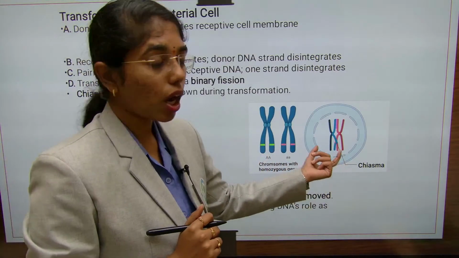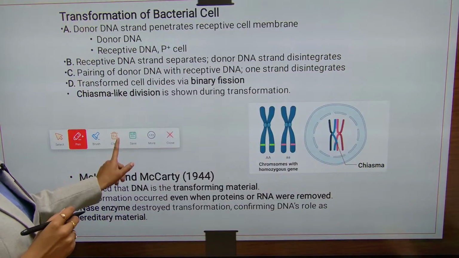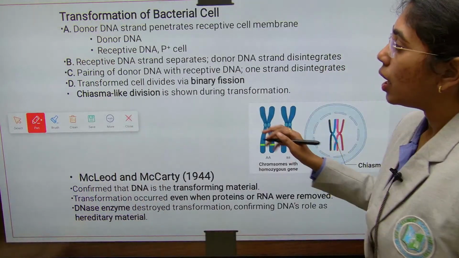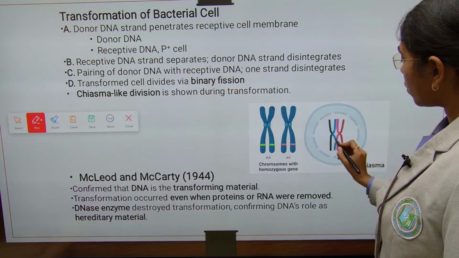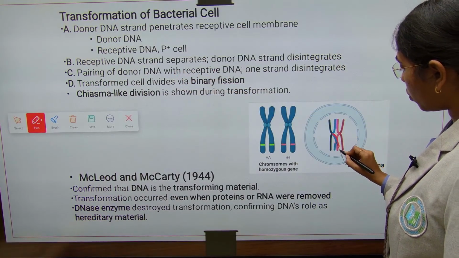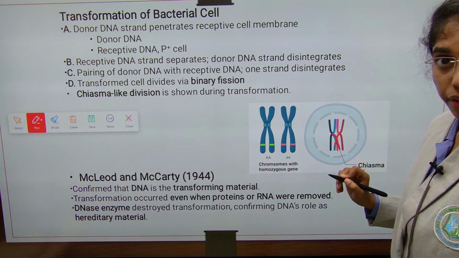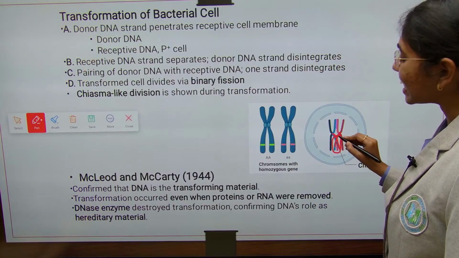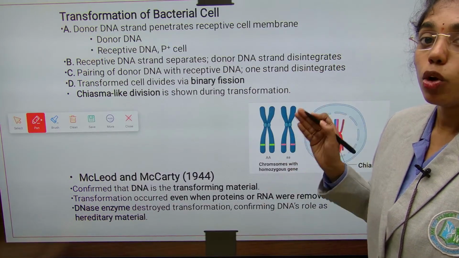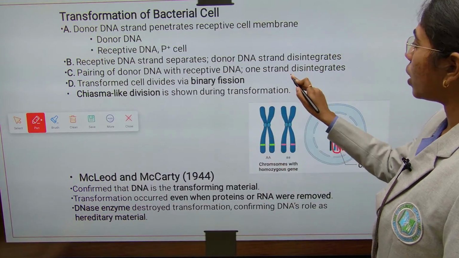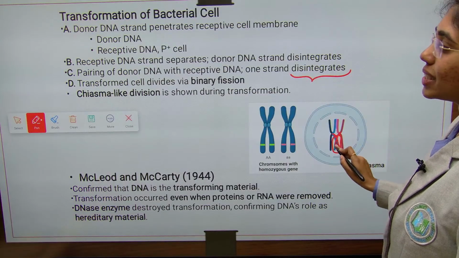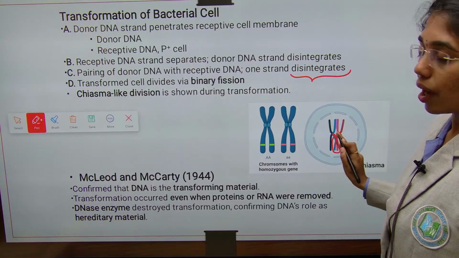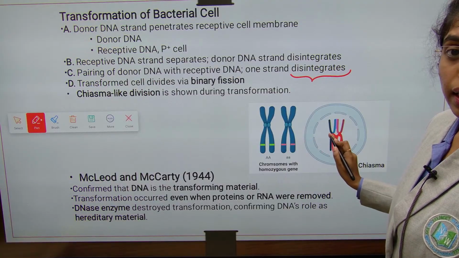During the process of recombination, the pairing of donor DNA is happening with recipient DNA. At this time, one chromosome is losing its structural stability. Losing the structural stability means what? One strand of the chromosome is getting disintegrated in the recipient DNA. Now is that clear?